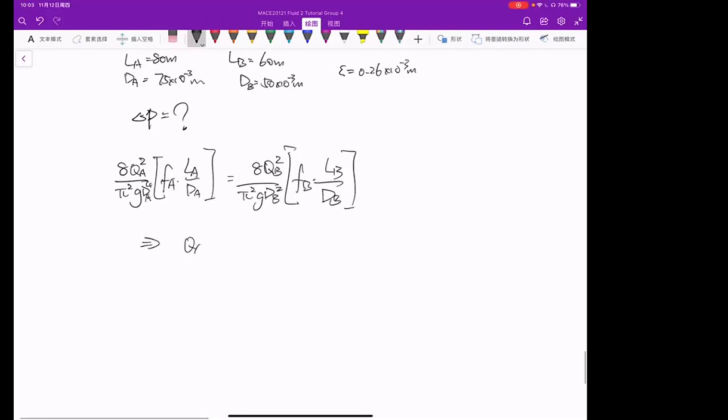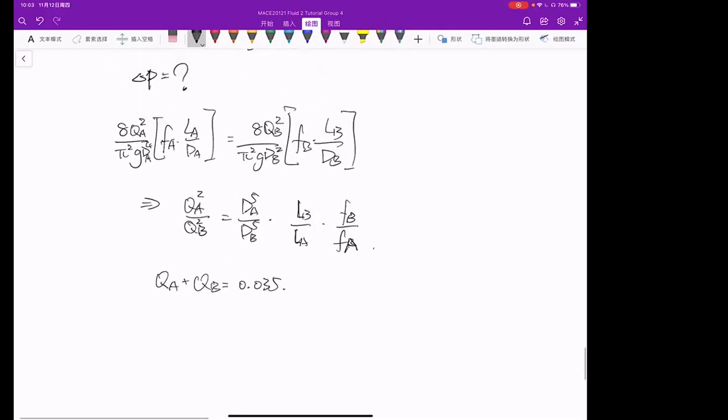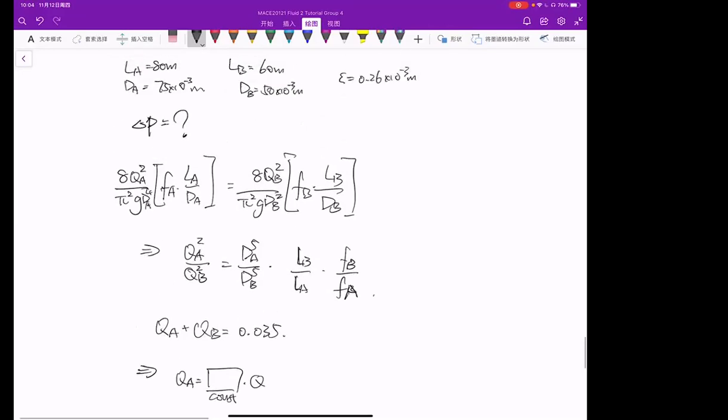So this gives us the square of QA over the square of QB equals DA to the fifth over DB to the fifth times LB over LA times FB over FA. Also we know that QA plus QB equals 0.035. So that will give us an equation of QA equals a constant times Q.